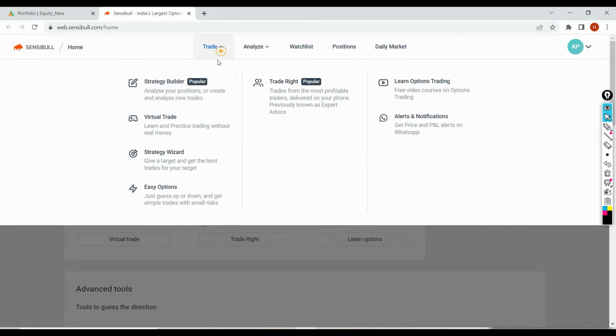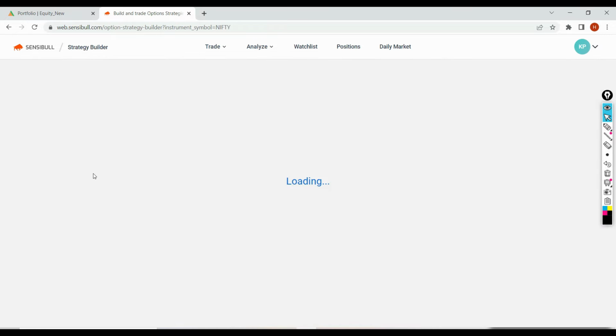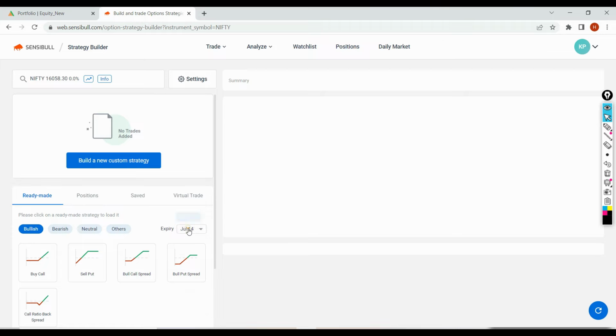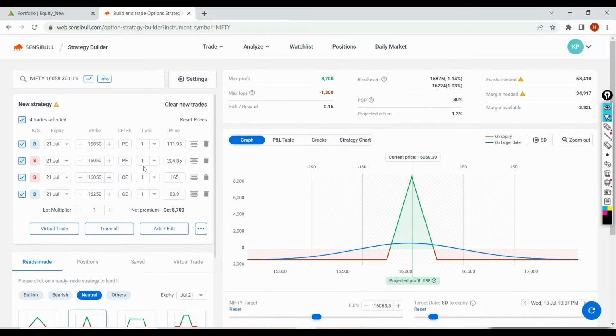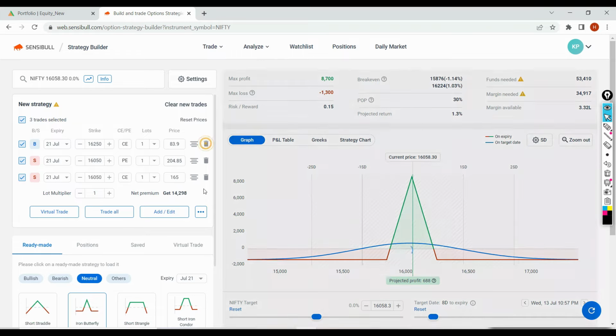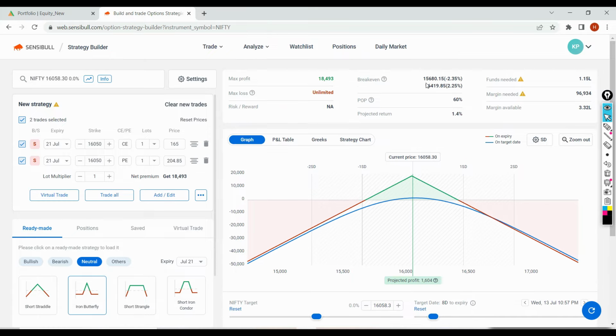You go for trade. Only for the demonstration purpose, I'll take the Ironfly for the 21st, because we have only 2 days for the July 14th expiry. So we will go for the 21st. I'll take the Ironfly, I'll go for neutral, I'll deploy the Ironfly. Okay, so this is not the Ironfly. Basically, I'll just delete. What is this breakeven?